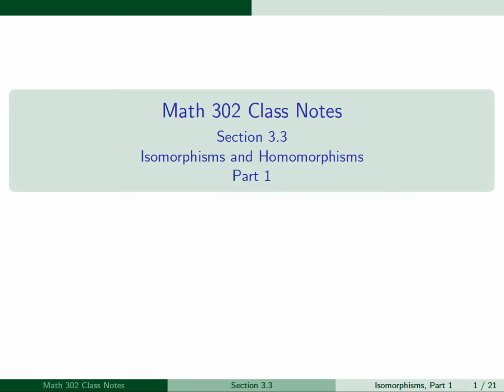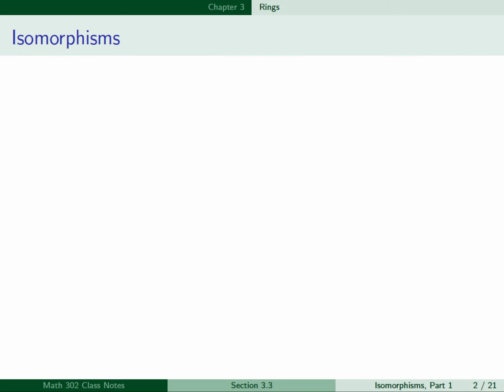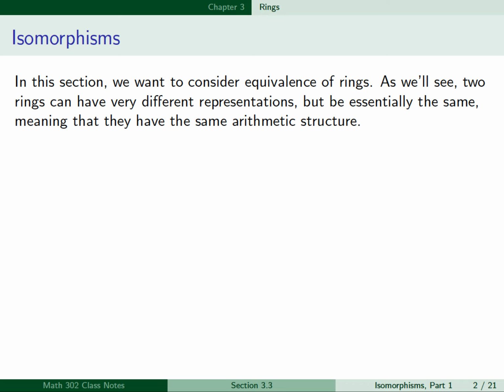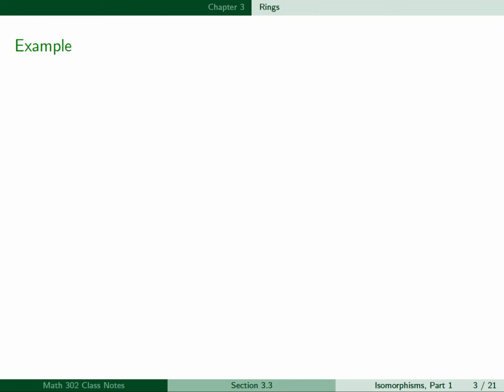This is the video for Part 1 of Section 3.3, Isomorphisms and Homomorphisms. In this section, we want to consider equivalence of rings. As we'll see, two rings can have very different representations, but be essentially the same, meaning that they have the same arithmetic structure. We'll start with an example.